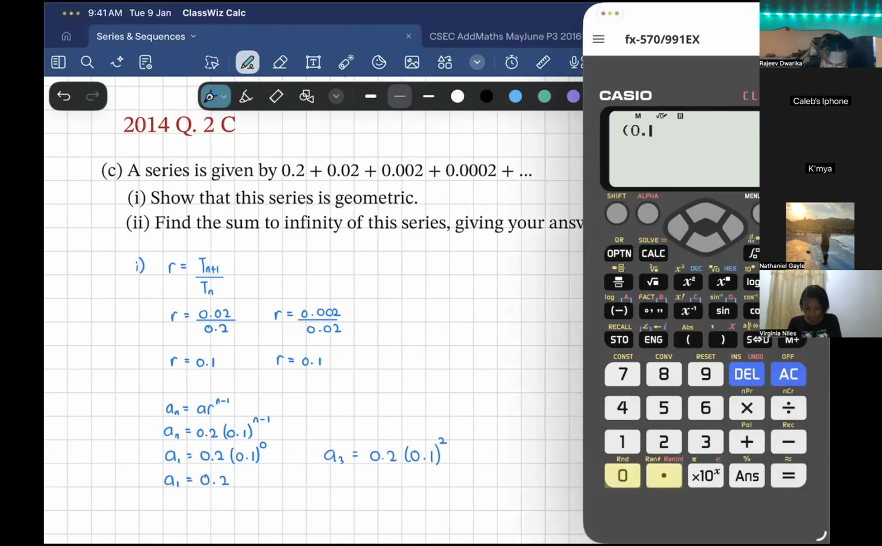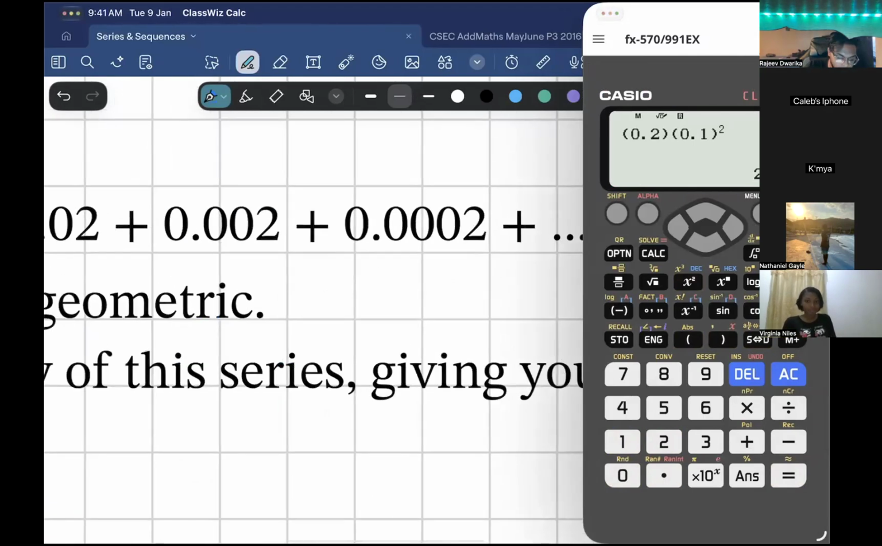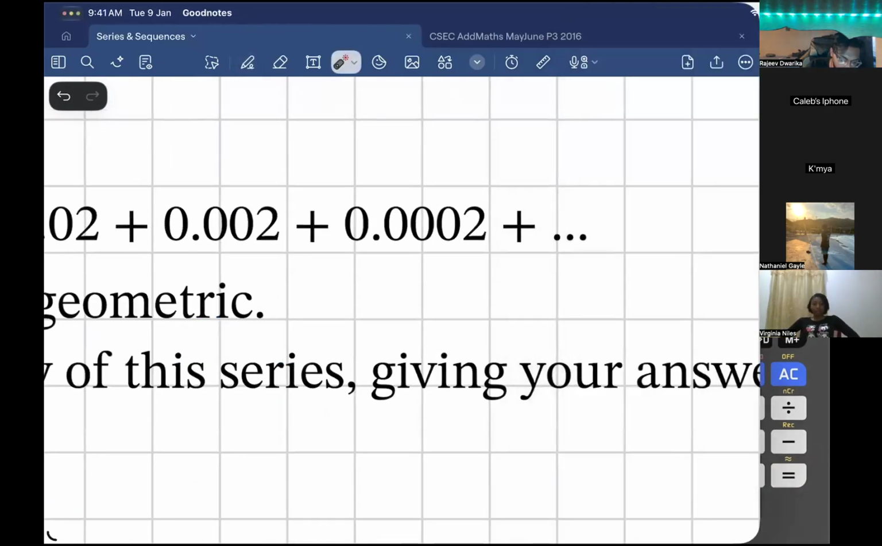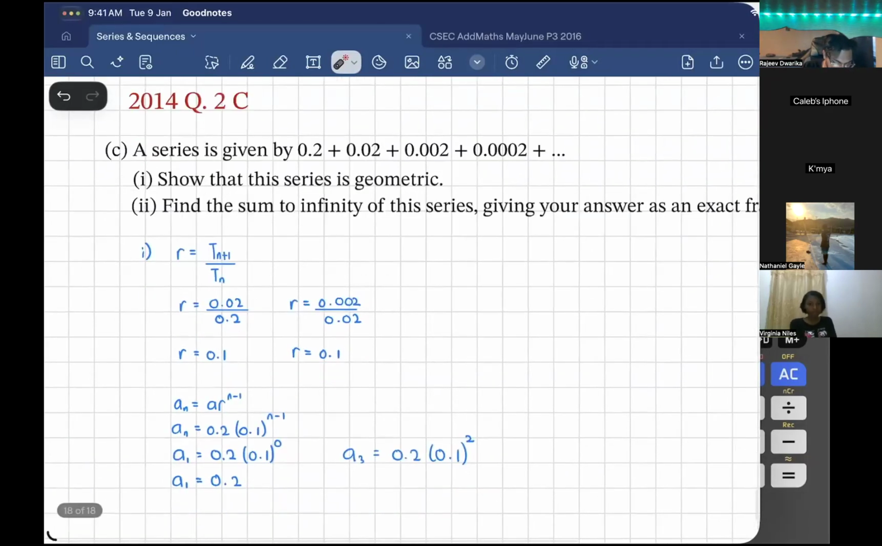Let me plug it in here. 0.2 by 0.1. Do we get back 0.002? It doesn't look like it, but yeah, it's the same thing. 0.002, because 1, 2, 3. That's 2 by 10 to the power negative 3. So cool. It does work.